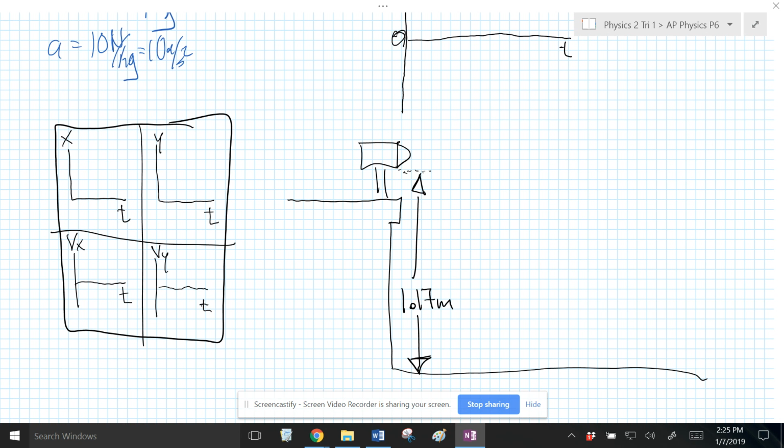So this one must be... So what if that graph is 10? What if that graph is 1.17? Okay. So relate those things.